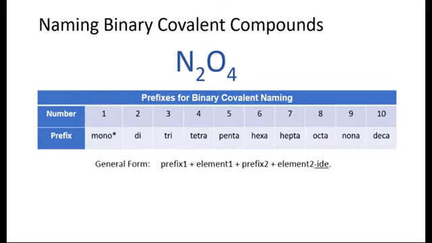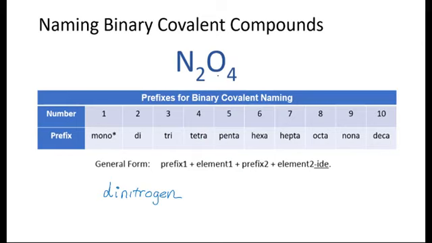Let's see how we'll write out the name for N2O4. My first step is to write the prefix for my first element, which is nitrogen. There's two of the nitrogens, so I'm going to use the prefix di. Then I write the name of the element. I don't make any changes to it at all. We usually write these as two words, so you can leave a space before going on to the prefix for my second element. The prefix for my oxygen, because there are 4 oxygen atoms, should be tetra.